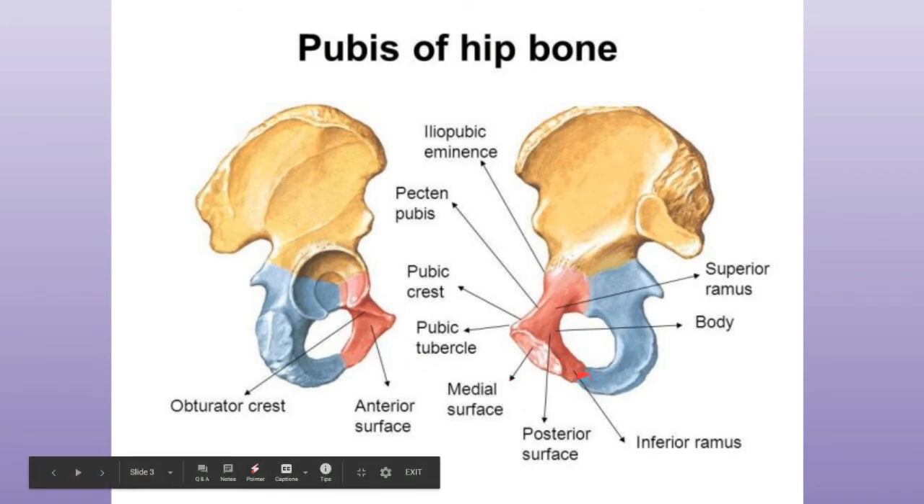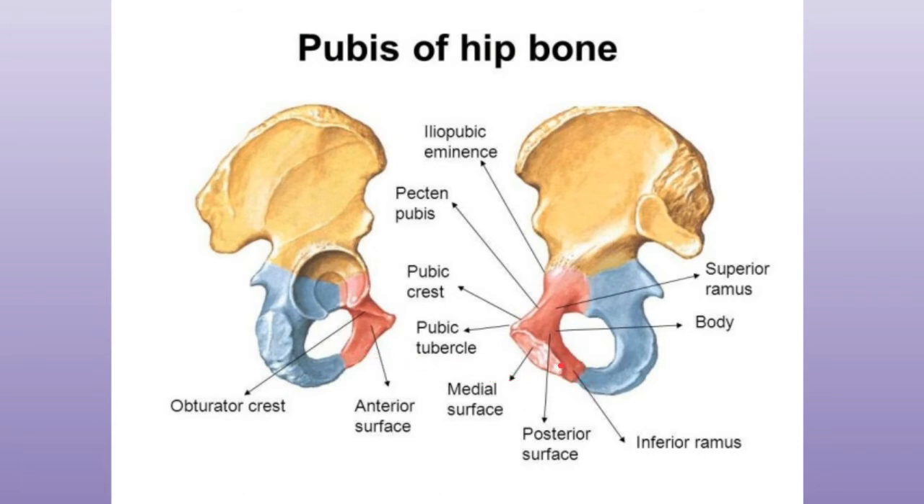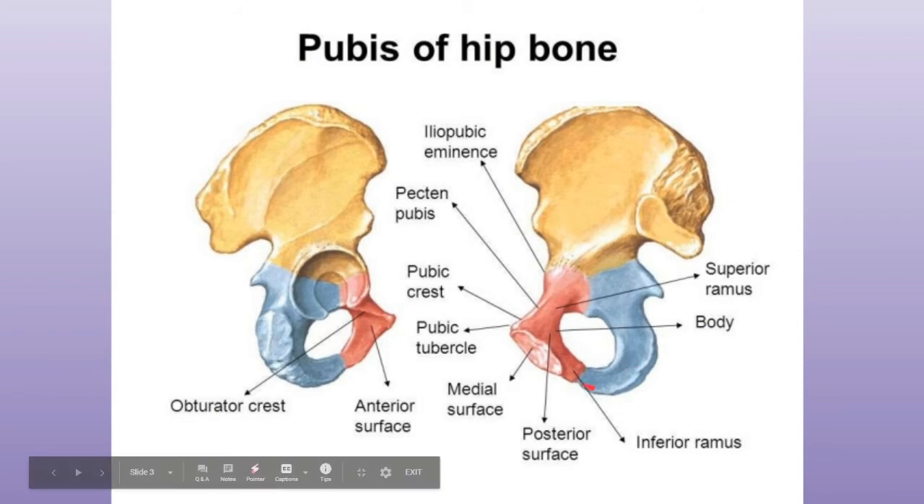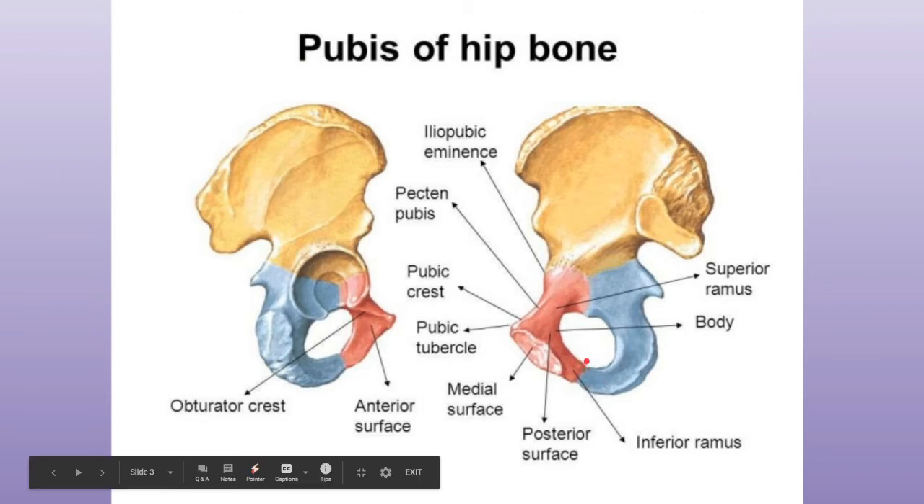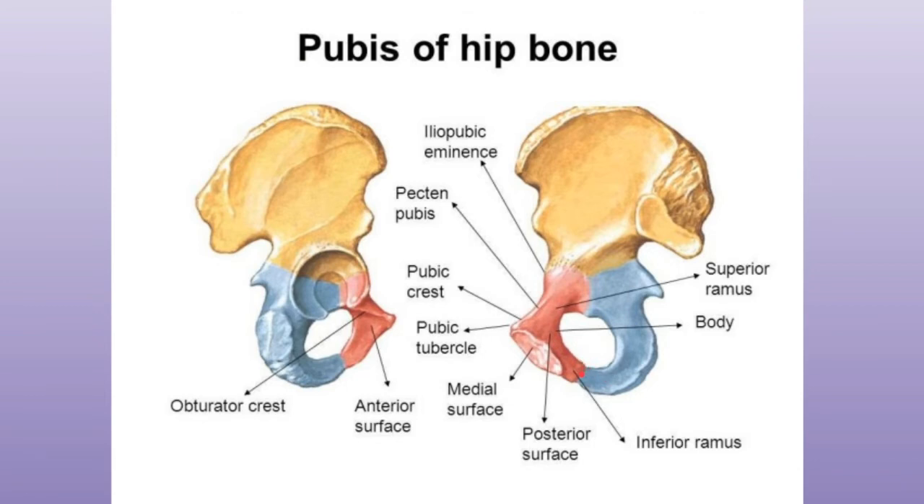This and this is the inferior ramus. So over here, this inferior ramus basically extends from the body of the pubis up to the ischium. This ischium is over here. This blue part is the ischium. So this inferior ramus basically extends up till this ramus of the ischium. This is the ramus of the ischium, medial to the obturator foramen. And it unites with the ramus of the ischium to form the conjoined ischiopubic rami.